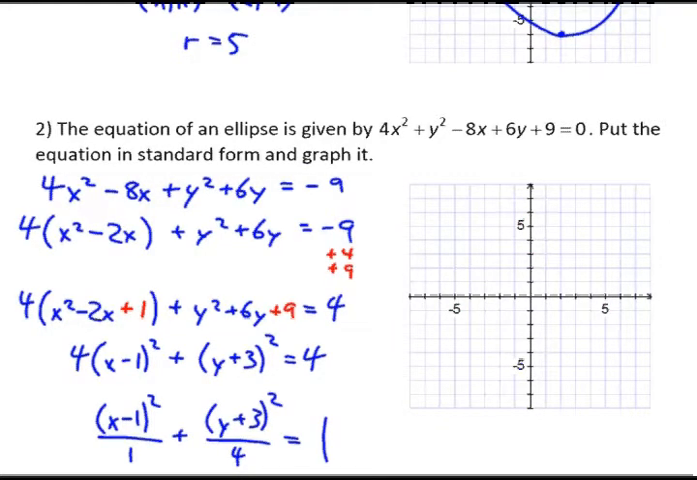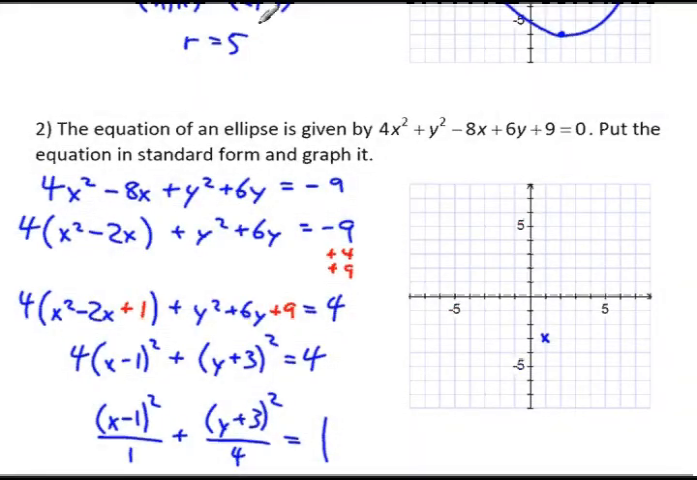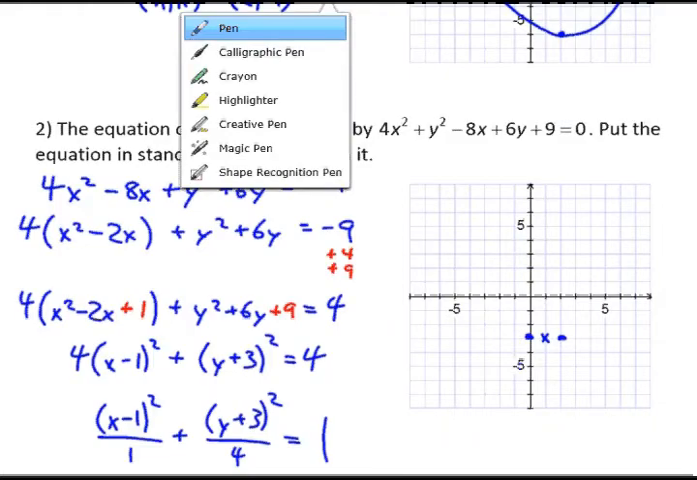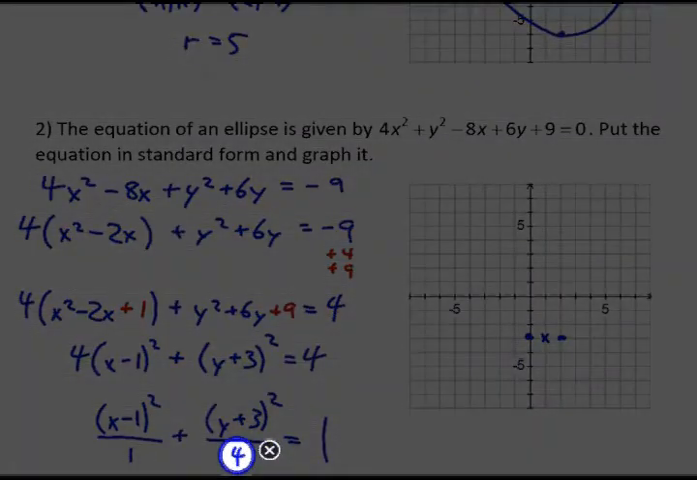Now we graph. Our center is (1, -3). Our denominator indicates that in the x direction we're going to go 1 to each side, and then 2 up and down.